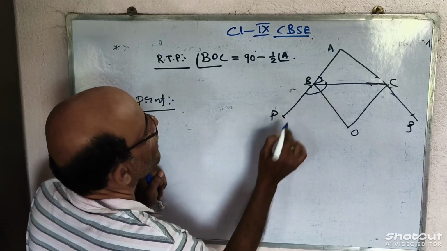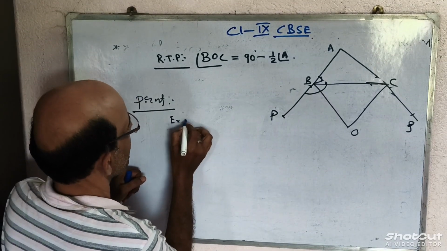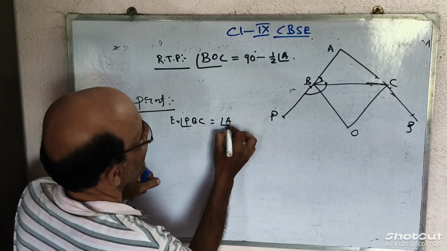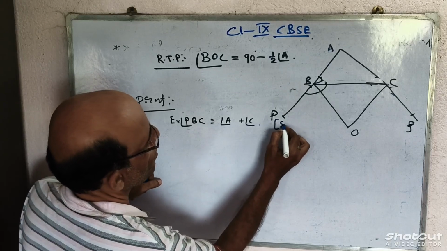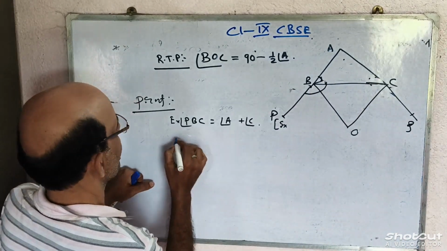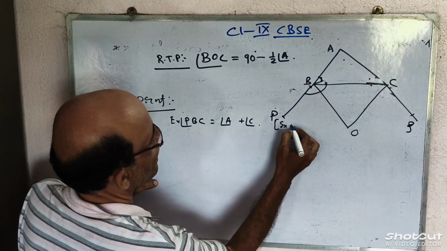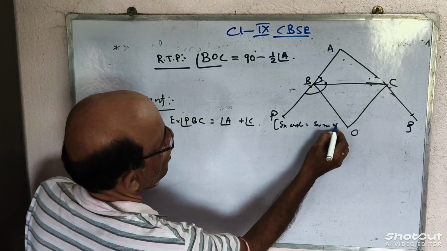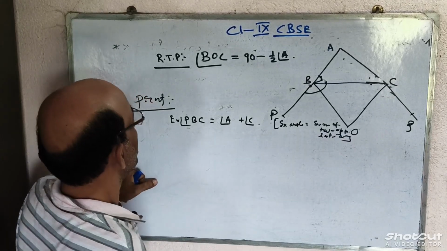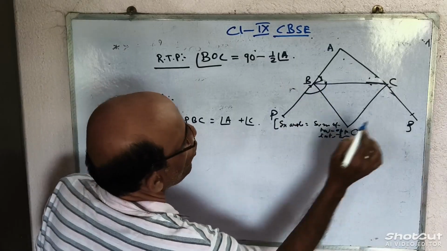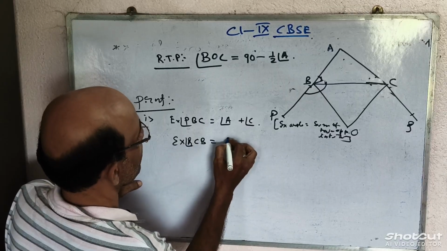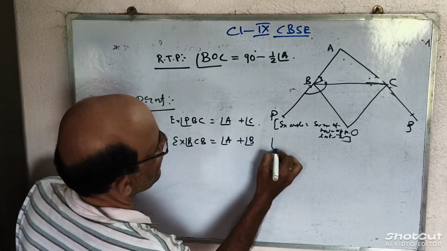First of all, this angle is an exterior angle. Exterior angle PBC is equal to interior angle A plus interior angle C. Exterior angle property means exterior angle is equal to sum of two opposite interior angles. This is number 1. Number 2, this is also an exterior angle: QCB is equal to interior angle A plus interior angle B. Reason same.